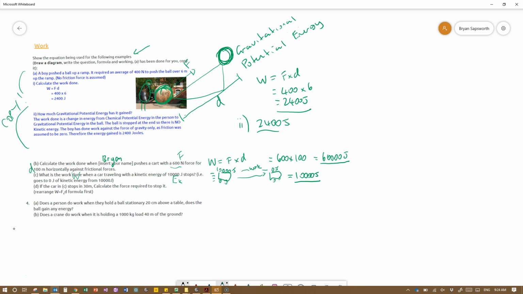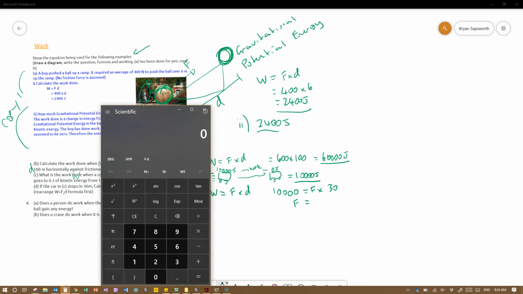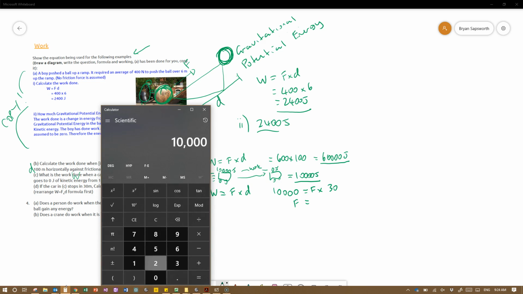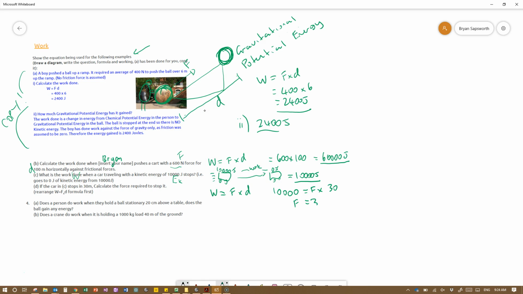Next one, D. If the car in C stops in 30 meters, calculate the force required to stop it. It says rearrange first, but you don't have to. Work equals force times distance. So 10,000 is equal to the force we're trying to find times the distance of 30 meters. So something times 30 equals 10,000. To find out what that is, we do 10,000 divided by 30, and that will give you the force. And we always round, so it's 333 newtons.